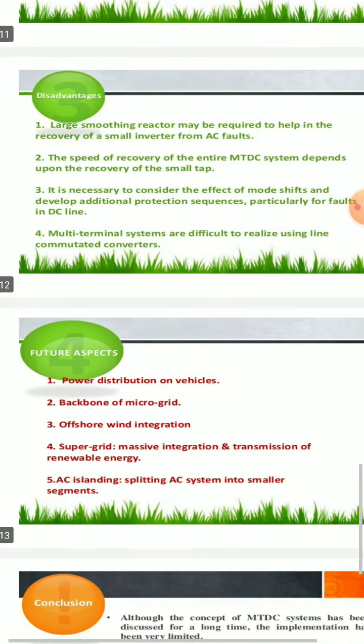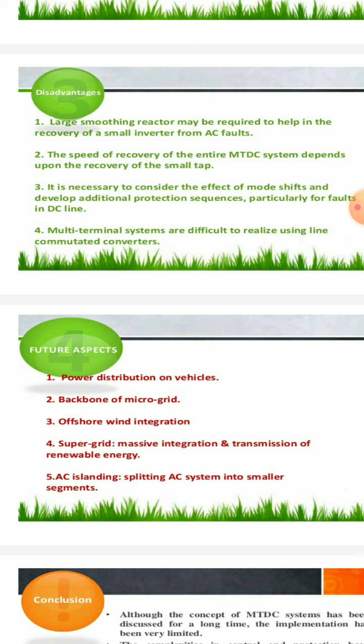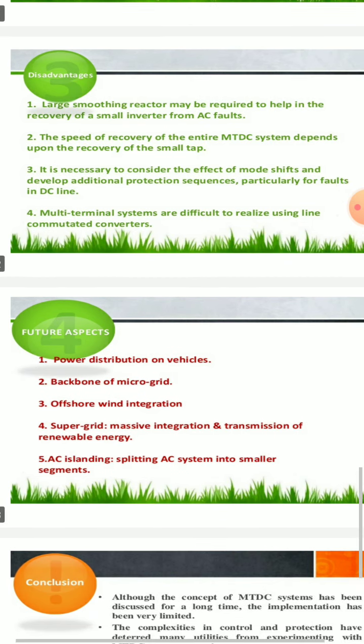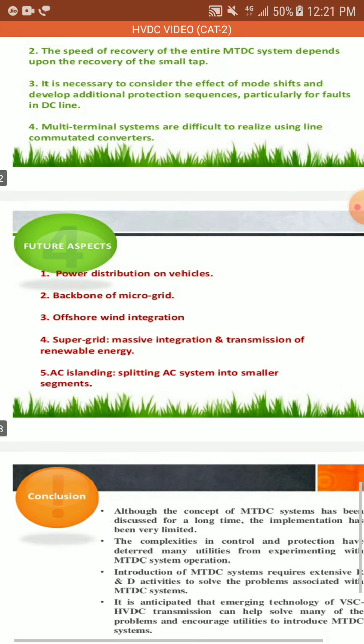Future aspects: it is a backbone of microgrids, offshore wind integration, power distribution on vehicles.